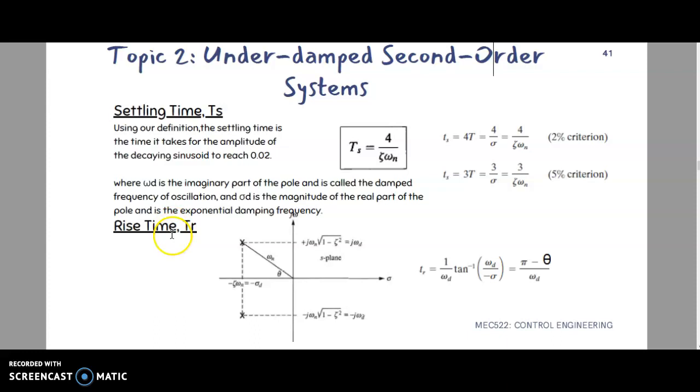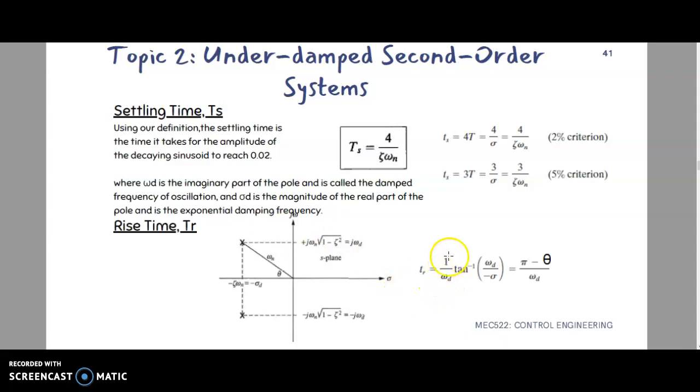And then the last one is the rise time. To calculate rise time, you need to understand this figure. Here is omega n, this one is sigma, which equals zeta omega n, and this one is omega d.